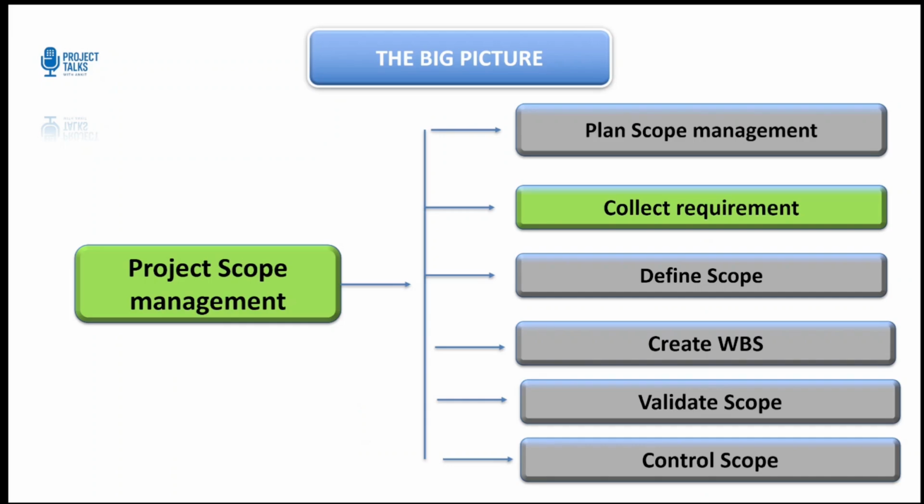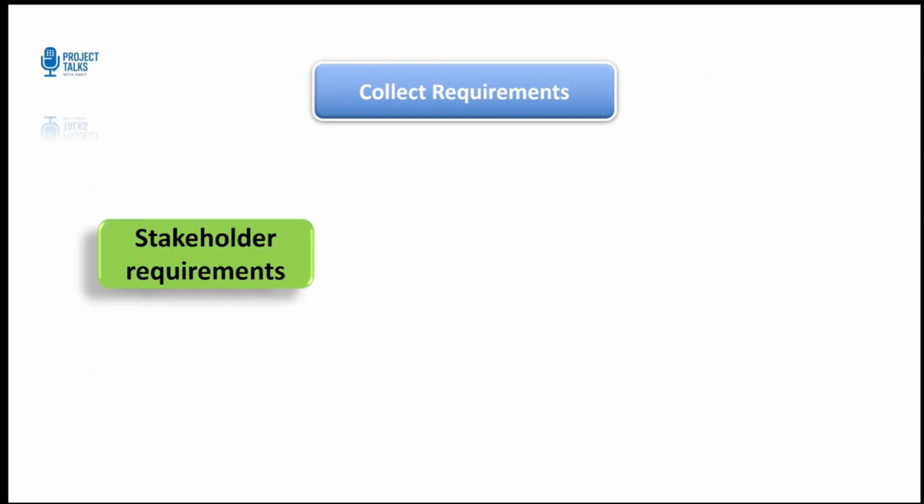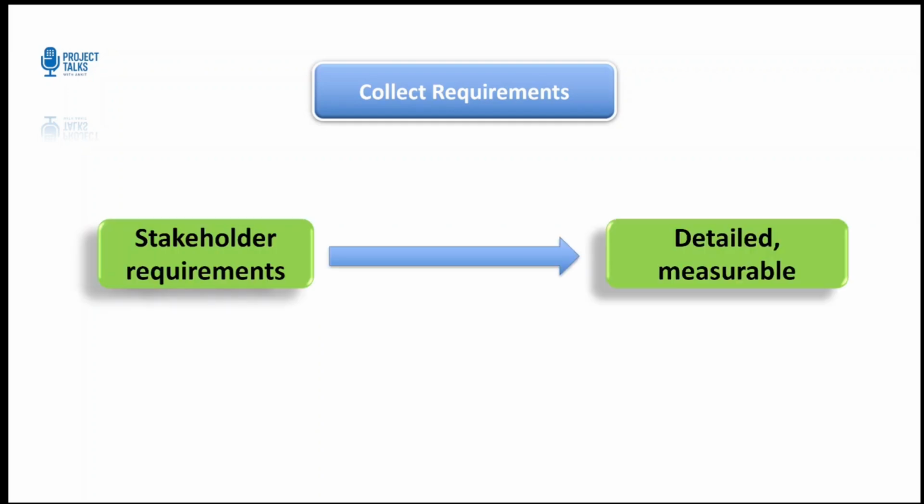Now, since we have discussed the plan scope management, let's get to the second point: collect requirements. Once the approach is defined, we start gathering requirements, the foundation of your scope. This process transforms stakeholder needs into detailed and measurable requirements.